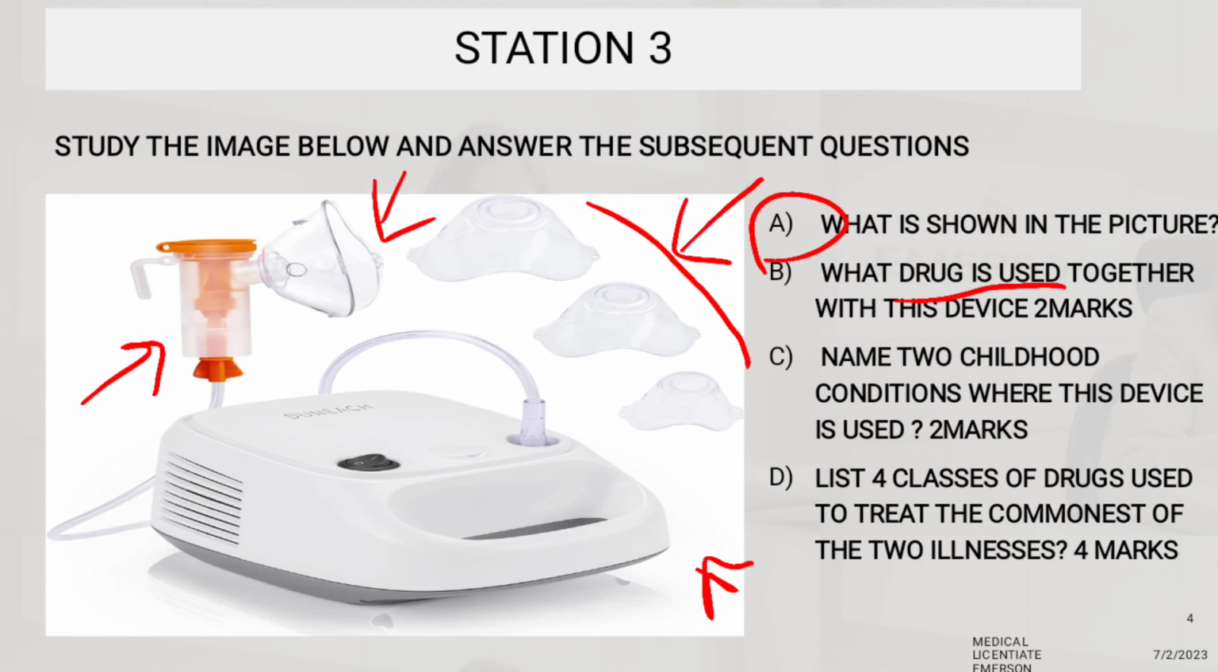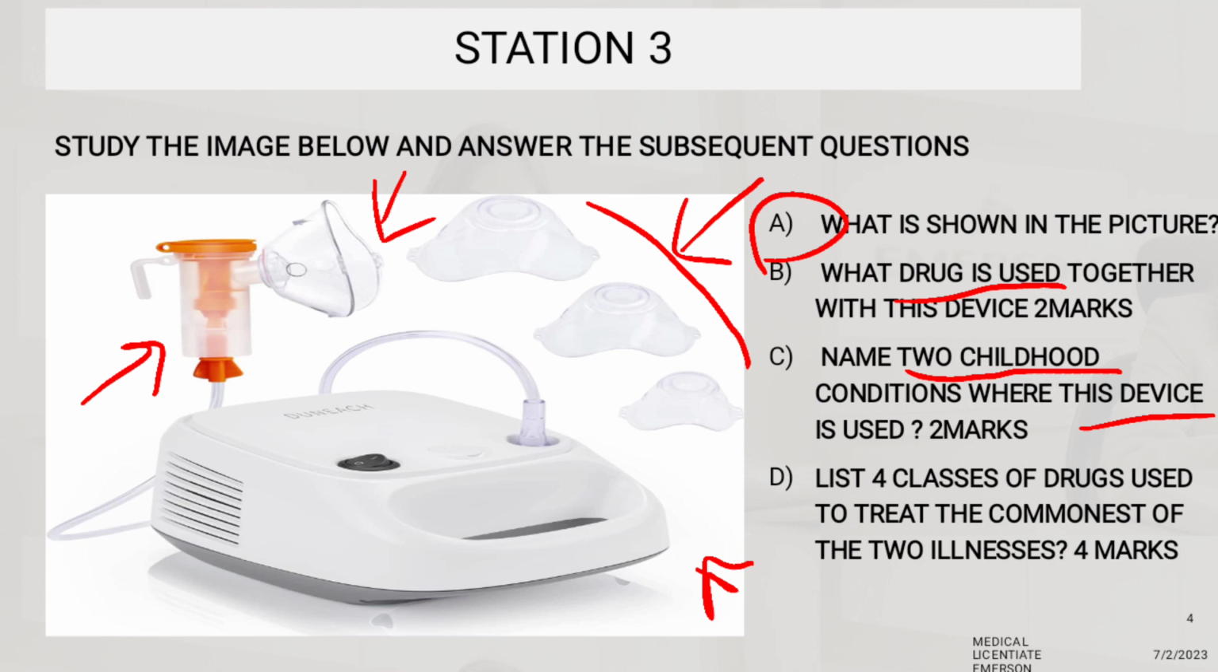So which is saying what drug is used together with this device. So the drug you can use together with this device, since I say just 1 to 1, so we're going to put salbutamol, but remember that's not the only drug. Then name 2 childhood conditions where this device is used. Then list 4 classes of drugs. So 2 childhood conditions, so asthma and cystic fibrosis.